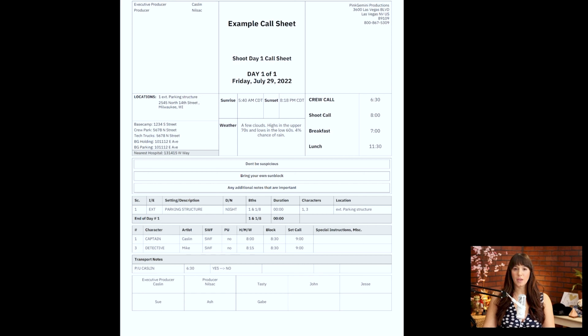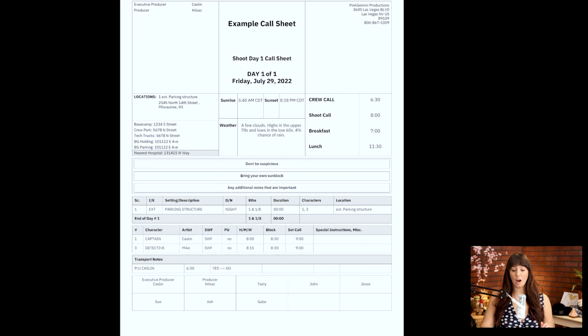Crew parking. Sometimes they have to lug more crap around and it's heavy. They have different parking than the actors. Background holding, BG is background. Background parking, as I just mentioned, you may have a different parking lot than the rest of the crew. So it's important to make sure that you know exactly where you're going.